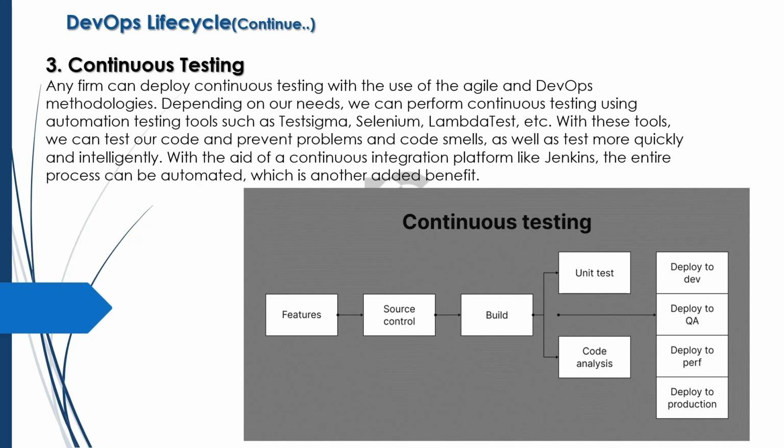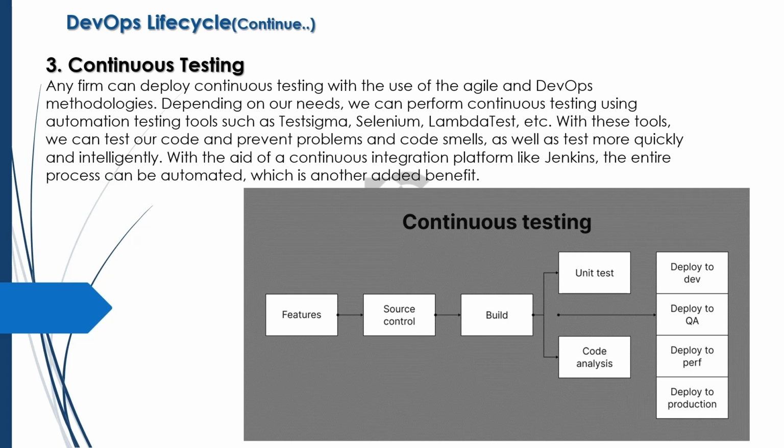Now this continuous testing can also be integrated with the lifecycle, and Jenkins is the tool which is used for this. Like Jenkins, there are various tools for integrating or combining two or more lifecycle phases at the same time. Now here, if you can see in the diagram, there is a continuous testing illustration.